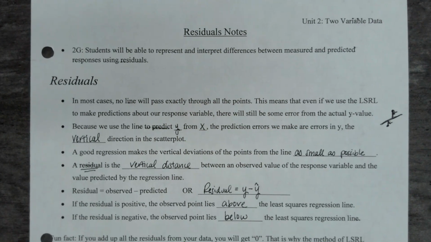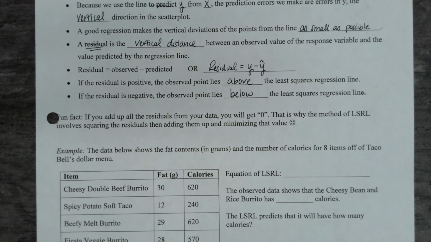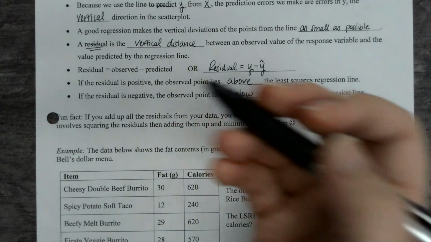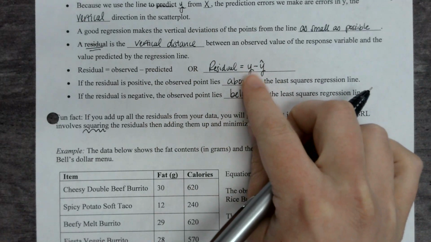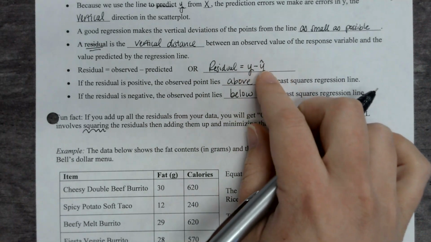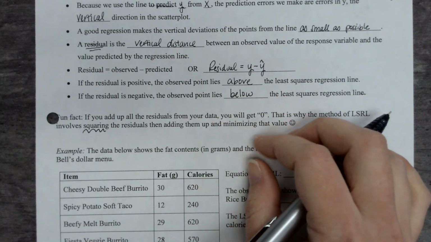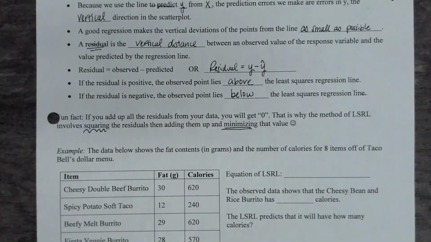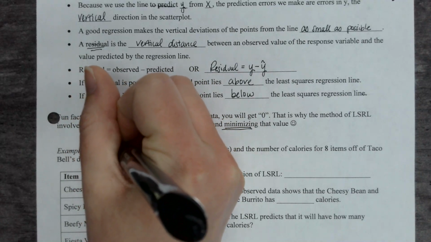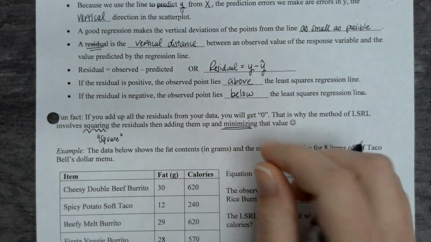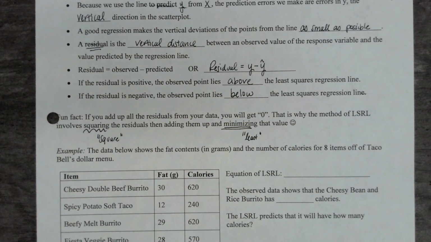So, fun fact, if you add up all the residuals in the data, you're going to get zero. And this is why the method of least squares regression involves squaring the residuals. So we take all our residuals, our y minus what we predicted, we square all of them, and then we add them all up to minimize that value. Think about it. Squaring residuals, this is our square. And we're minimizing, so it's our least squares regression line. So that's how we get least squares regression.